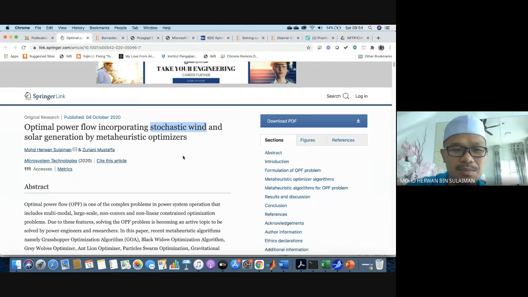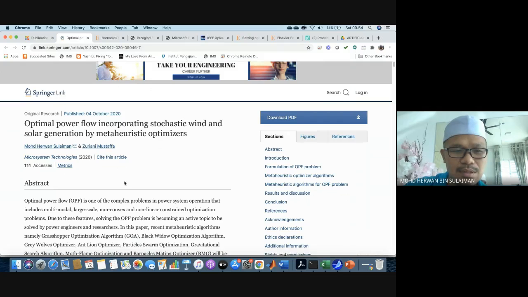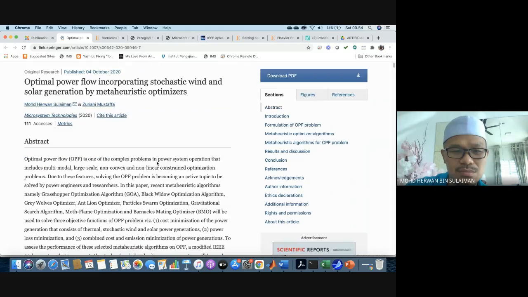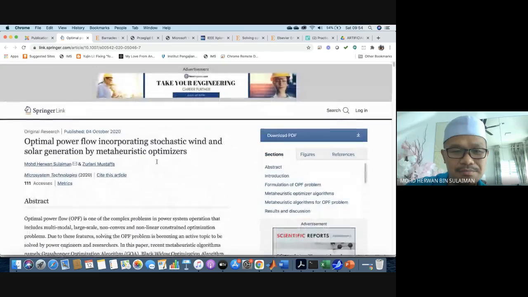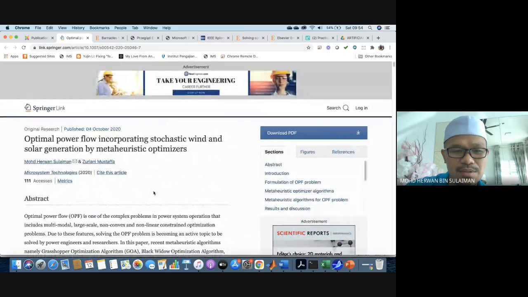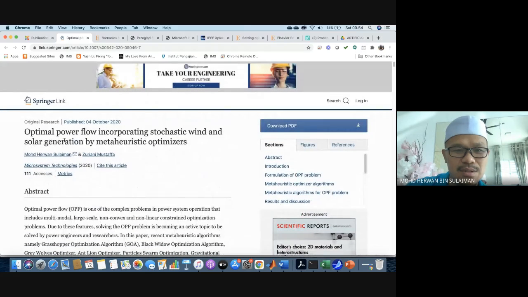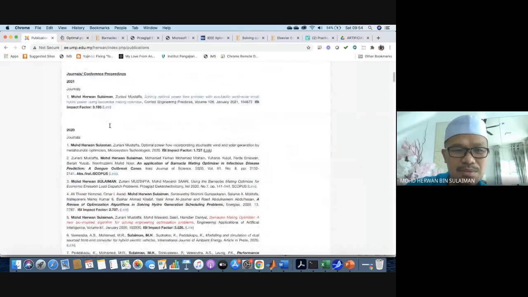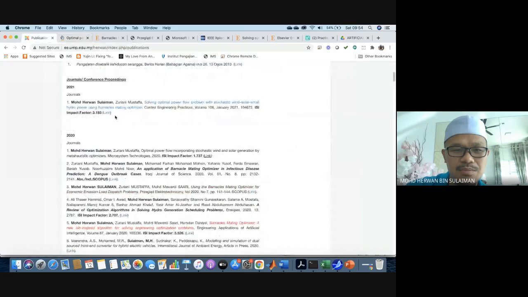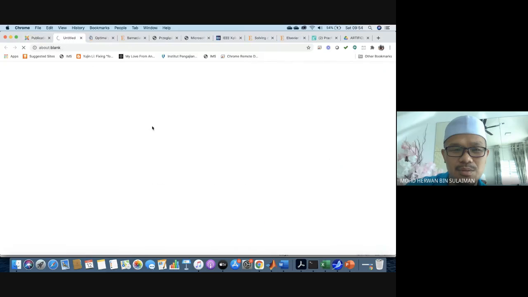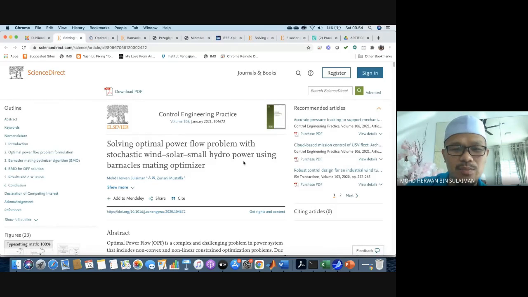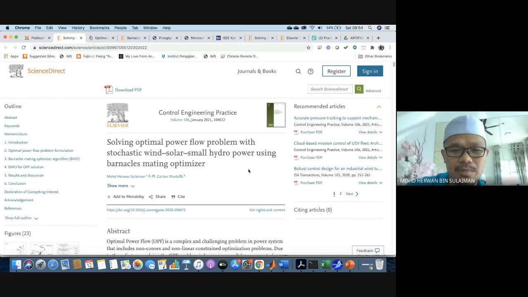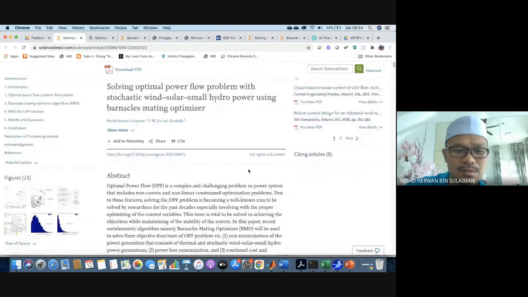So these are my recent publications, which are also ISI. In this one I consider wind and solar generation. My recent publication has been published in Control Engineering Practice. In this one I consider wind, solar, and small hydropower.